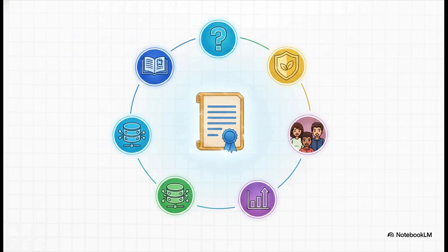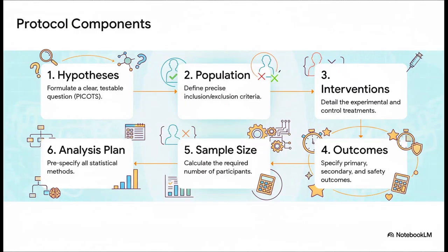The protocol really is the entire life cycle of your research, just like you see in this diagram. It's what gets reviewed by the ethics board, it's the instruction manual for your whole team during the study, and it's the foundation you use to write your final paper. It is the ultimate source of truth for everything you do. So what needs to be in there?